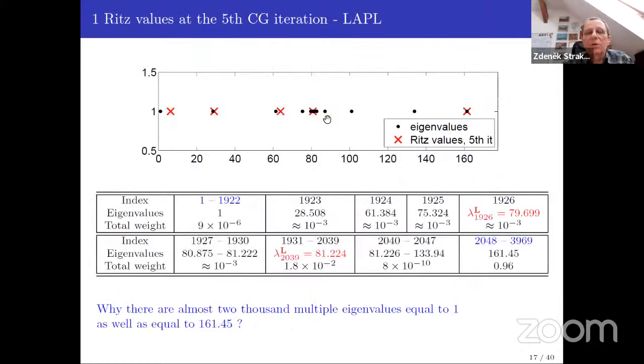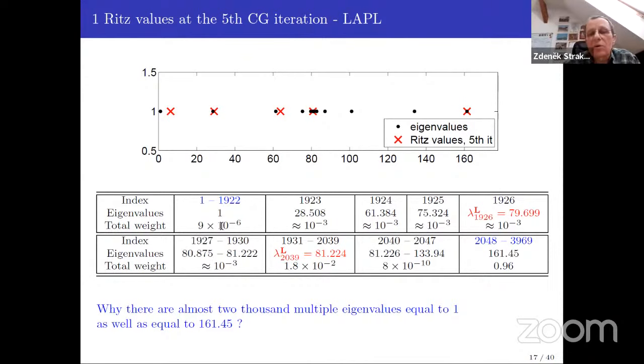So to elaborate on that, what we can find if we compute, so this is the 5th iteration. At the 5th iteration, we have 5 Ritz values: 1, 2, 3, 4, 5. This is for the Laplace preconditioner.